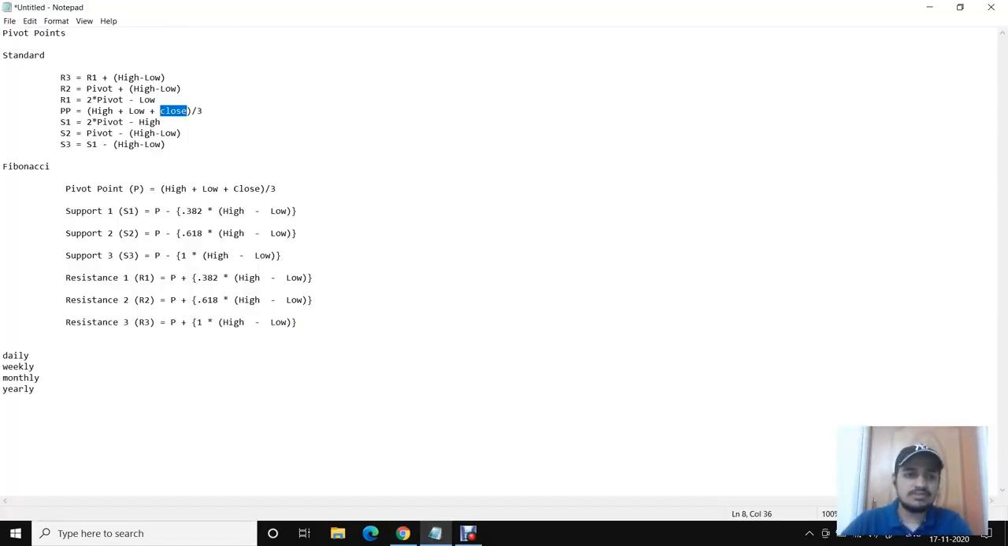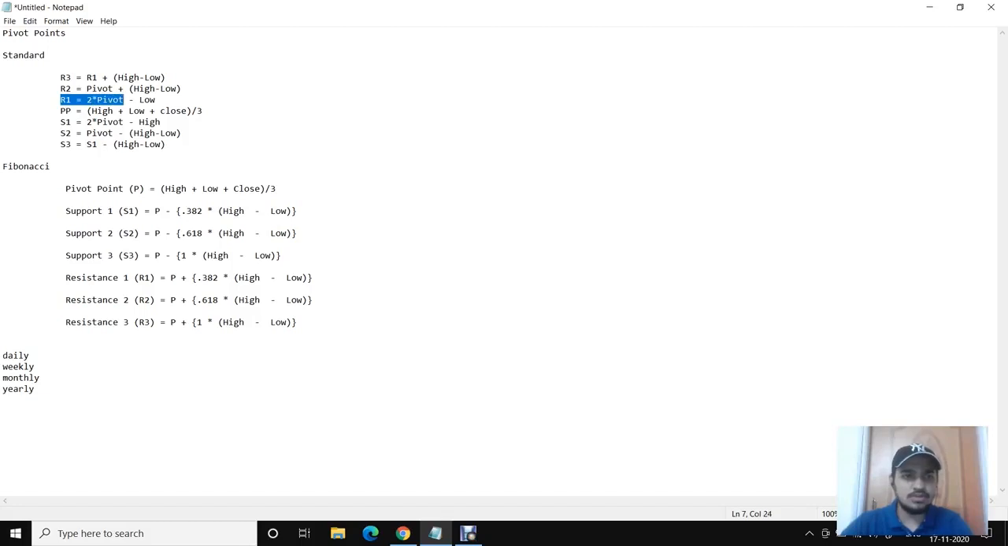Since this is an indicator, and what are indicators? Indicators are just mathematical tools. Every indicator has a mathematical formula behind it. The same thing is with your pivot points as well. So we have a formula for each of the pivot points. For the pivot point it is high plus low plus close divided by 3.